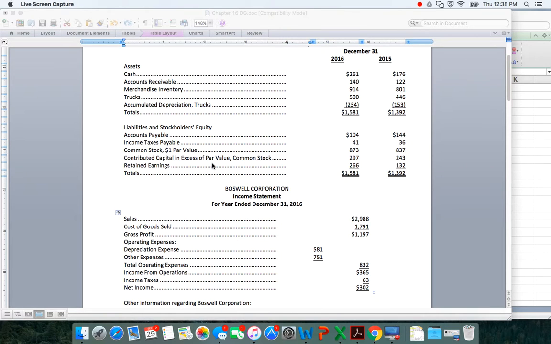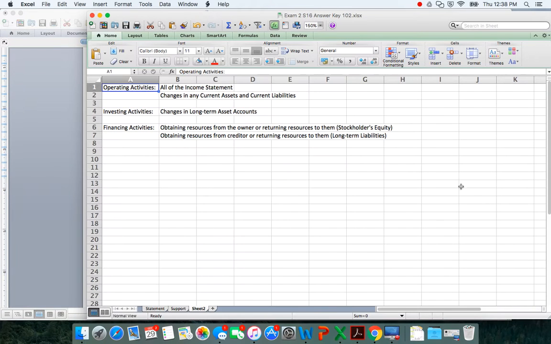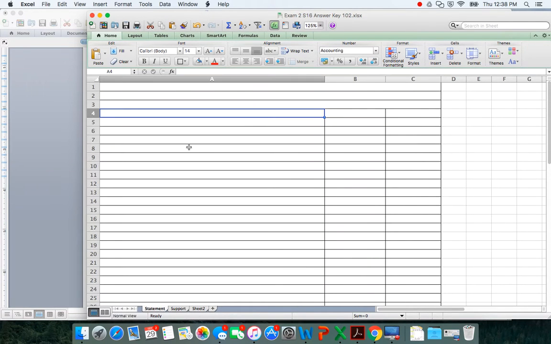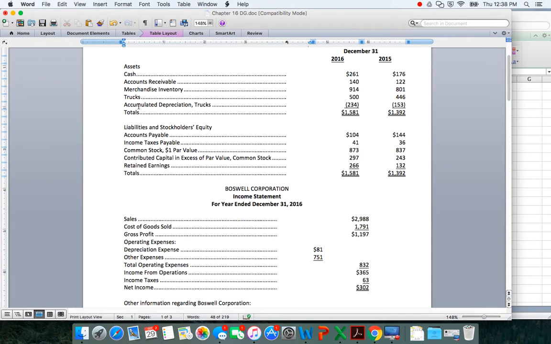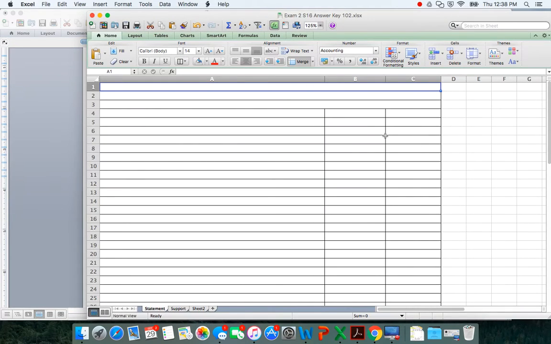We know the basic components of the statement of cash flow, how it's made up, what we need to get there. Let's go ahead and start preparing one. So the statement of cash flows is going to start with your traditional 3-line heading. From what we were looking at earlier, we're doing our statement of cash flows for Boswell Corporation for the year ended December 31st, 2016.